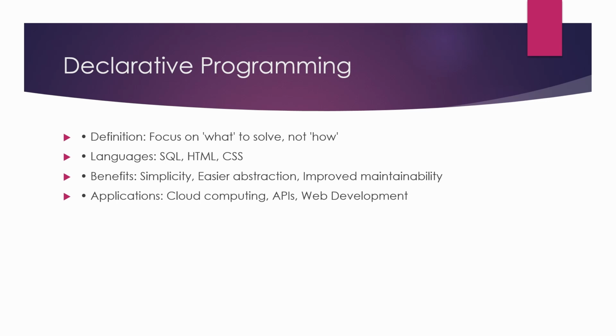On the other hand, declarative programming focuses on what you want to achieve rather than how to do it. This leads to simpler, more readable code. Languages like SQL, HTML, and C++ excel in declarative programming, where the programmer declares the logic without specifying control flow. This approach is widely used in cloud computing, APIs, and web development.